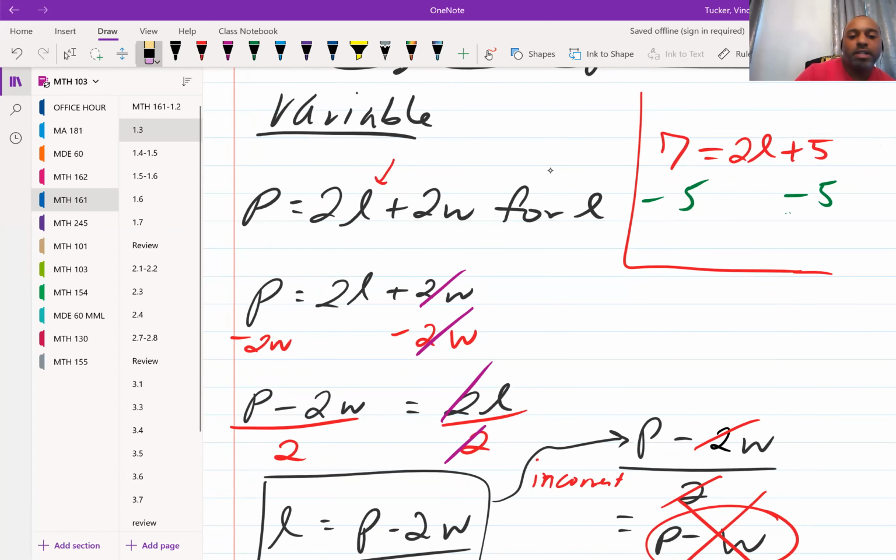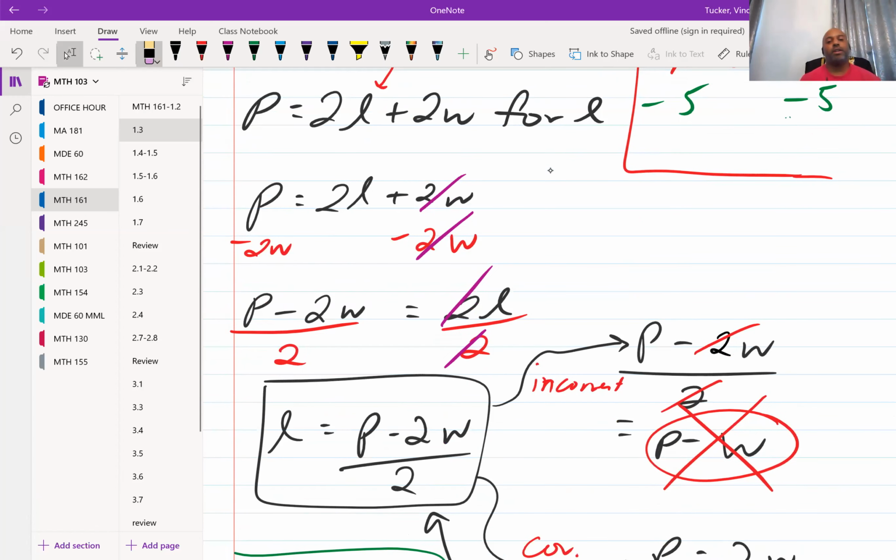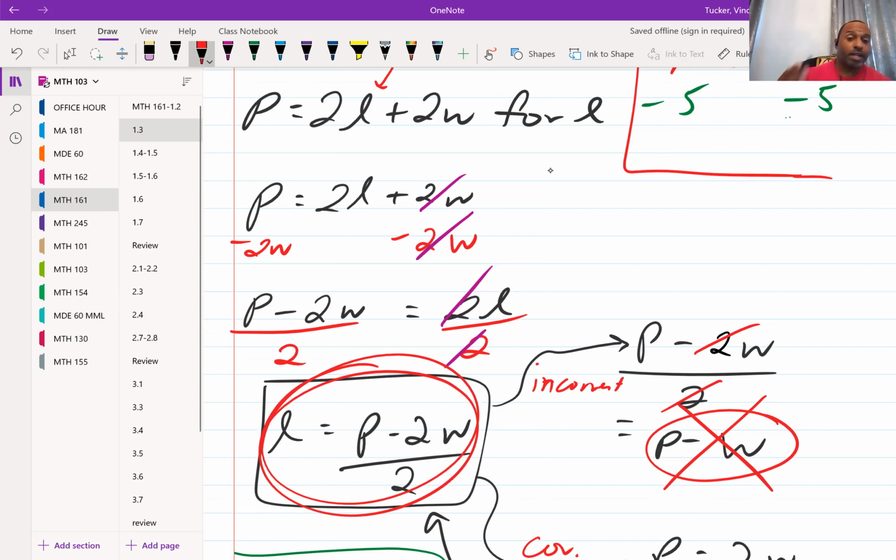Delete that over there. Divide by 2, and we're looking at L equal to P minus 2W over 2. So now this right here, we can stop right here as far as your answer is concerned, and I'll show you why. And I'll tell you what you cannot do in the next step. But I just wanted to make sure that everybody's okay with that.